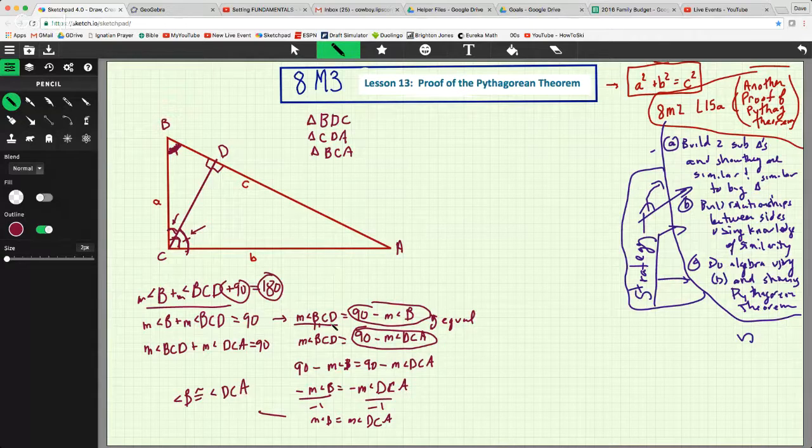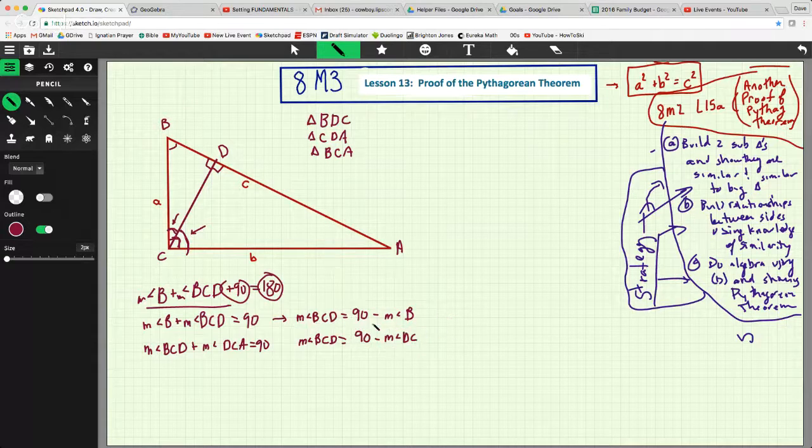Okay, that's really important. Another way to look at it is, if angle B plus angle BCD equals 90, and the measure of angle BCD plus the measure of angle DCA equals 90, then these two things have to be equal to each other. So let me undo all the work that we did here. You can fast forward using YouTube if you want to see all this work again, but I'm going to get rid of it because I want to keep working on top of the same picture.